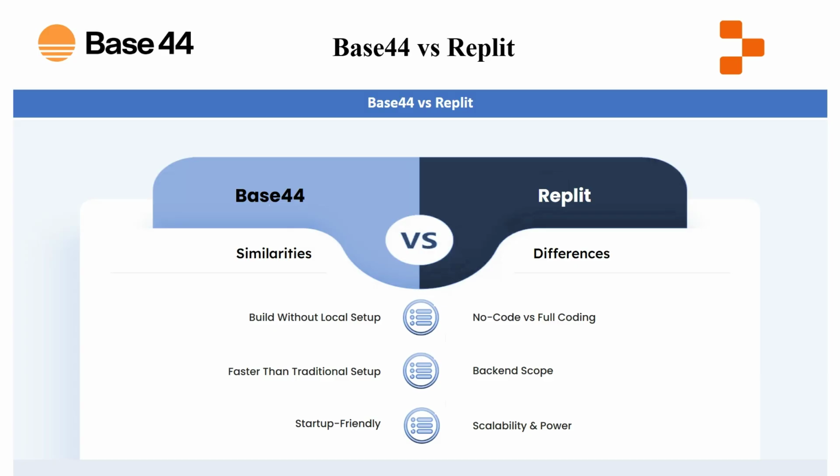So it all comes down to the question: do you want maximum coding freedom? If yes, then Replit is the better choice for you. Or do you want minimum technical friction? Then Base44 makes more sense. So this is what will help you decide between Base44 and Replit.